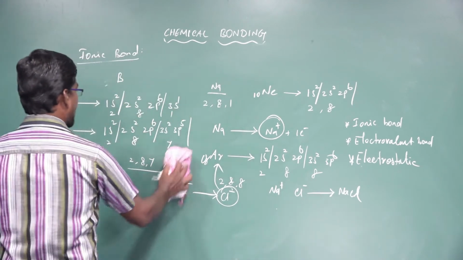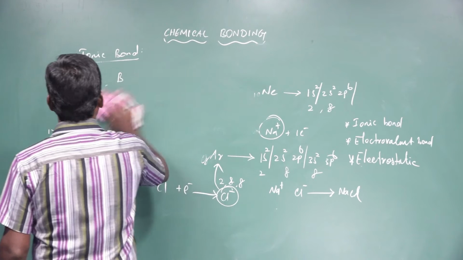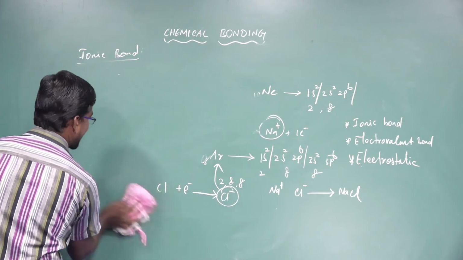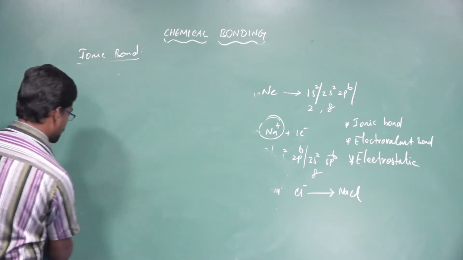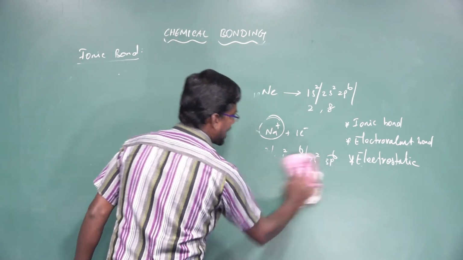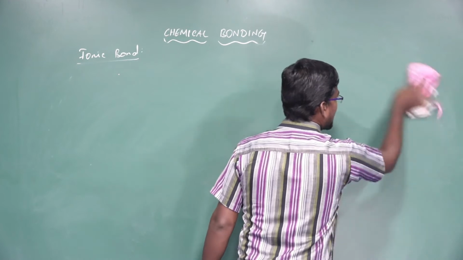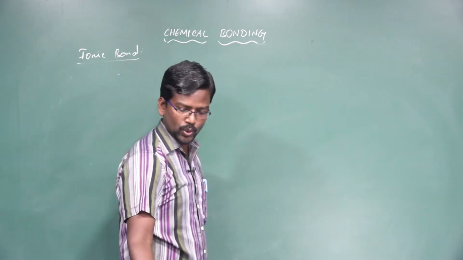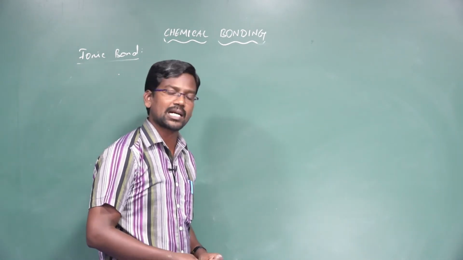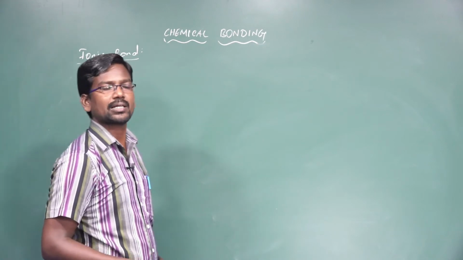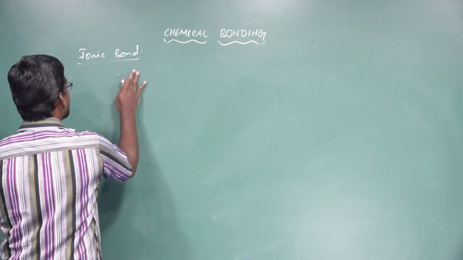Another example is the formation of magnesium chloride. The positive and negative ions come together by electrostatic force of attraction to attain the stable electron configuration of inert gases and to stabilize the octet electron configuration also.